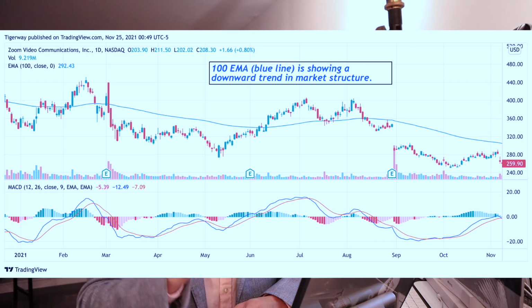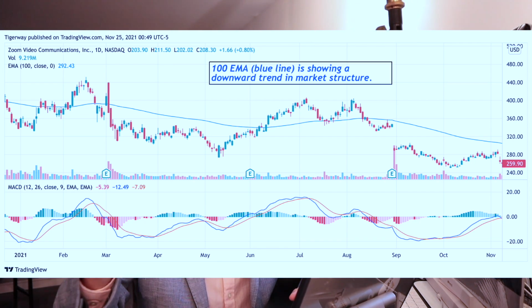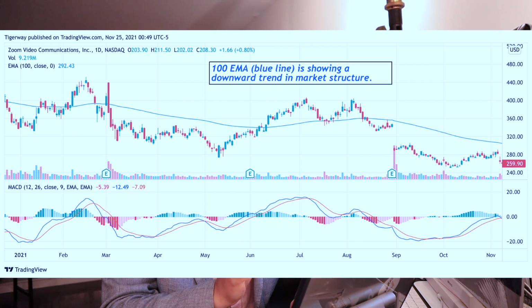Now, one way to make sure that you understand the trend is in place is to apply a 100 EMA, which is the 100 exponential moving average, onto the price action chart so that you can confirm the direction of the trend. If the price is above the 100 EMA, then the longer term trend is higher. And you should look for crossovers from the MACD over the signal line to enter a long position. If the price is below the 100 EMA, then the intermediate to long-term trend is still lower.